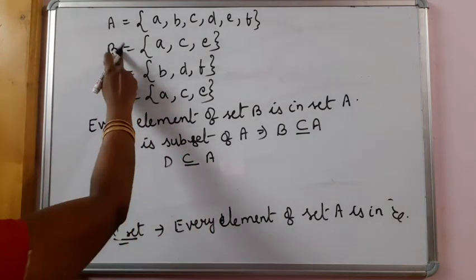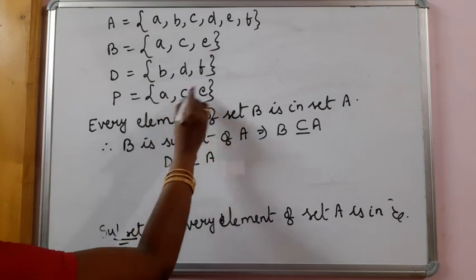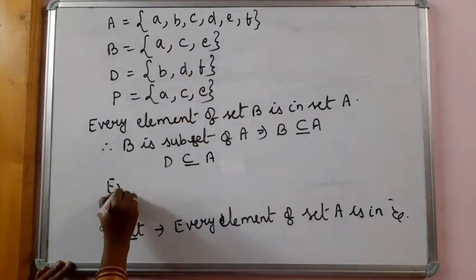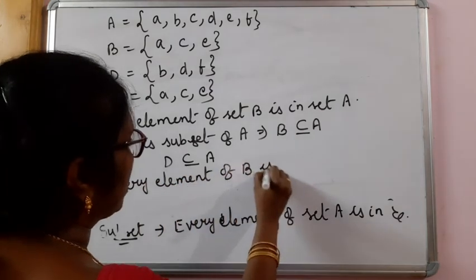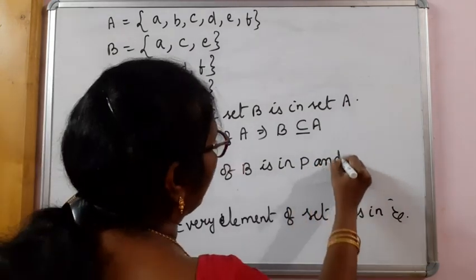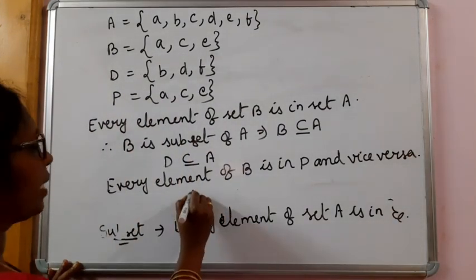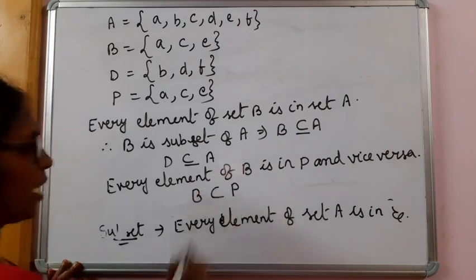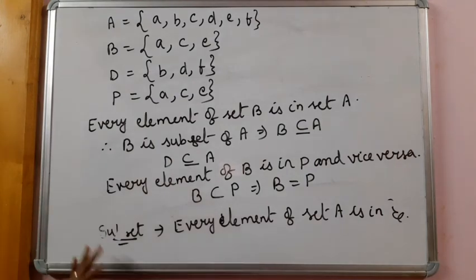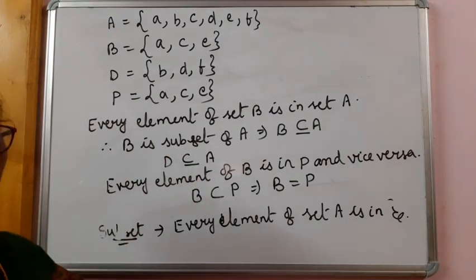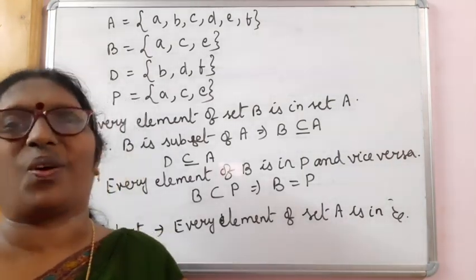But we can see B and P: every element of B is in P, and vice versa, every element of P is also in B. In that case, B is a proper subset of P, we can say, and also B is equal to P. I hope with this you understood about the different types of sets, what is a universal set, what is a subset and all. Thank you.